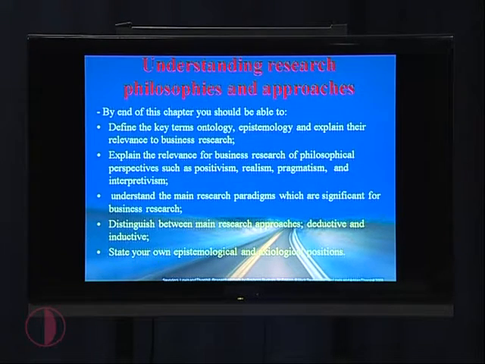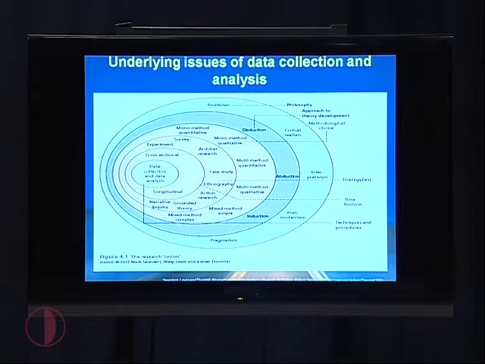To state your own epistemological and axiological position in your research, to be able to find where your position is in the research. So we start with what's called the research onion. For sure, we are going to collect data and analyze this data before going to the conclusion or writing our findings. So before starting, let's see where we are here.